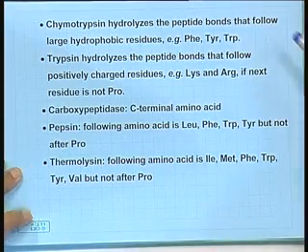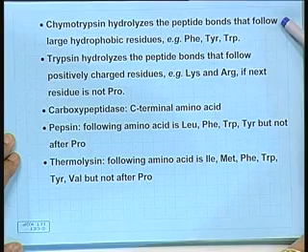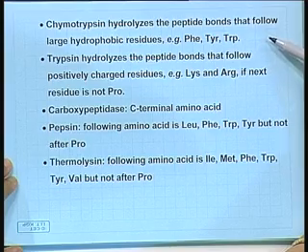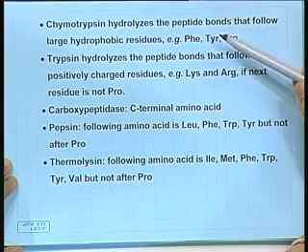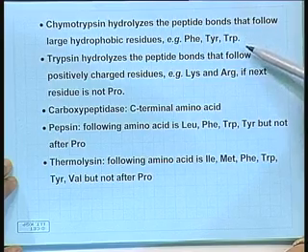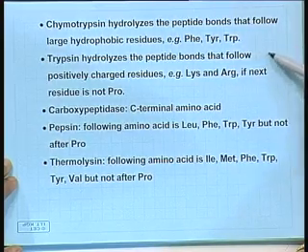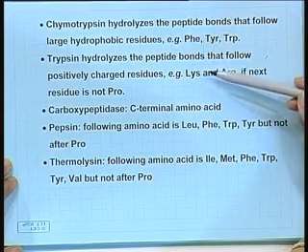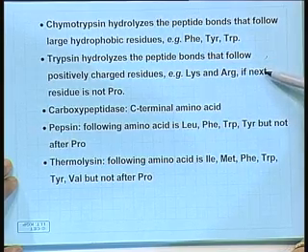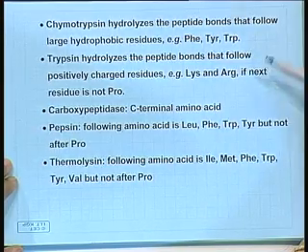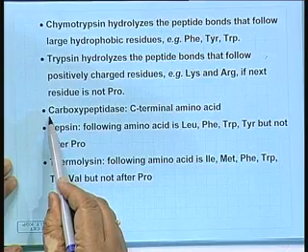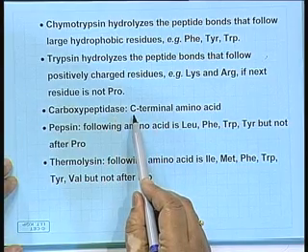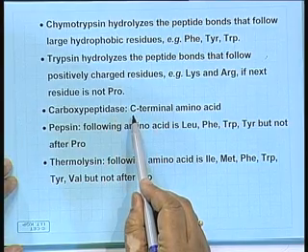We need to know that chymotrypsin hydrolyzes the peptide bonds that follow large hydrophobic amino acids. What are they? Phenylalanine, tyrosine, tryptophan. We need to know that trypsin will hydrolyze peptide bonds that follow positively charged residues, that is lysine and arginine, if the next residue is not proline. Another enzyme, carboxypeptidase, will tell us what the C-terminal amino acid is.